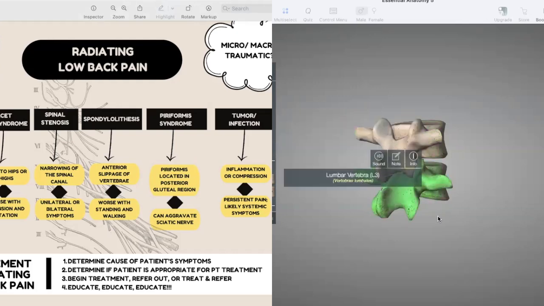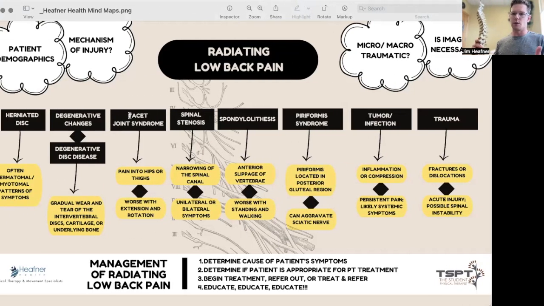So in facet joint syndrome, because of that direct compression on the facet joints, the nociceptors and mechanoreceptors that are located in the cartilage that lines the facet joints, that's where we're going to see compression or tension there, which will then have some sort of radiating impact into the back.